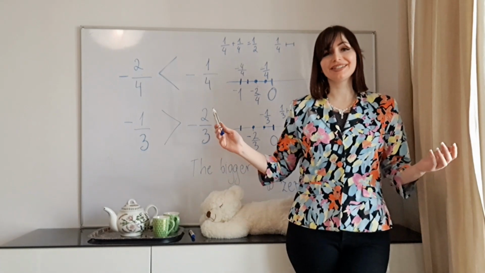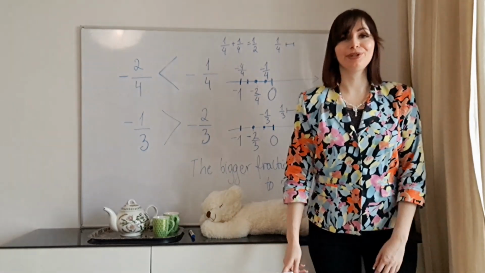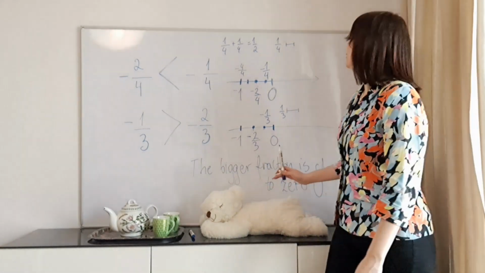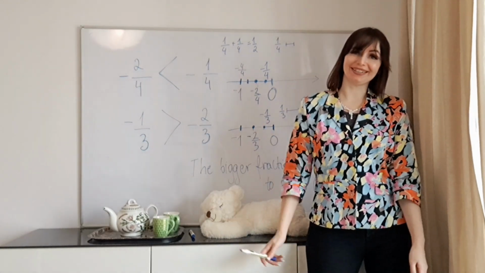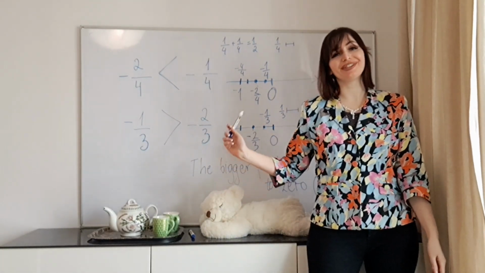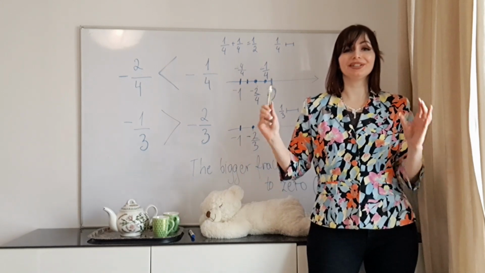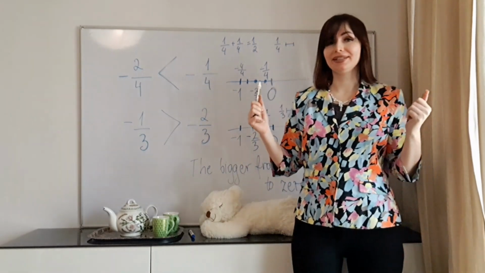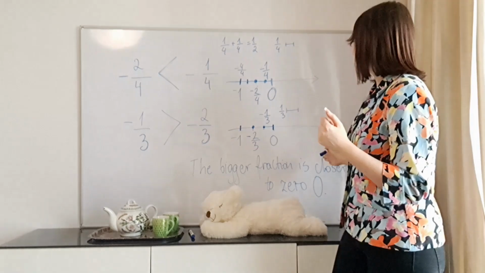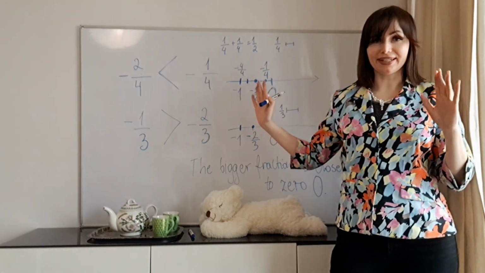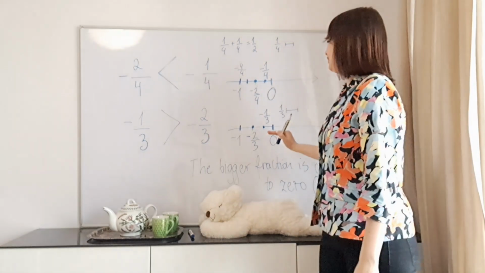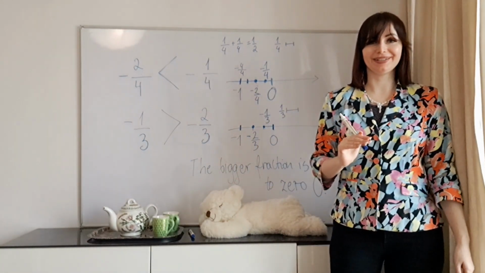Excellent. This is quite a difficult concept to understand. And I know that many students, they really struggle with negative numbers and negative fractions especially. But if you remember that the bigger fraction is always closer to 0, if it's a negative fraction, then you're going to get it right.